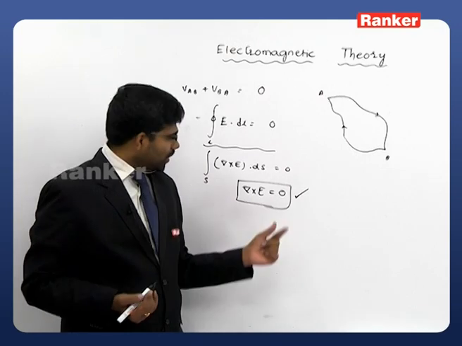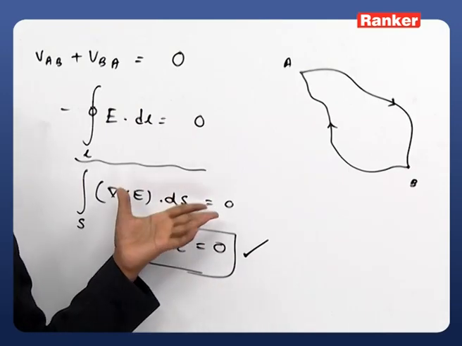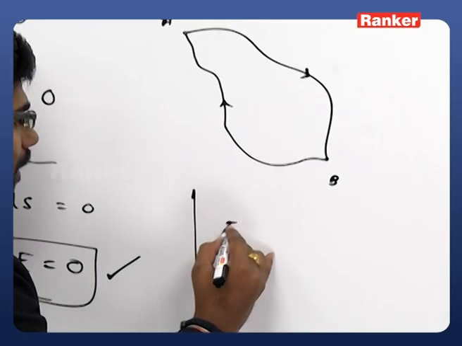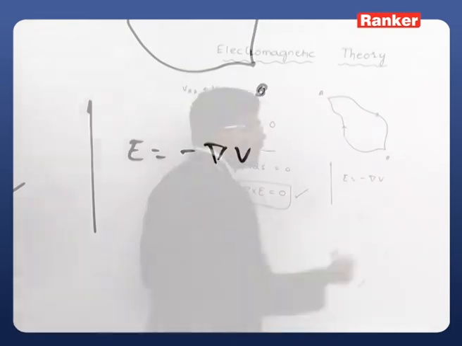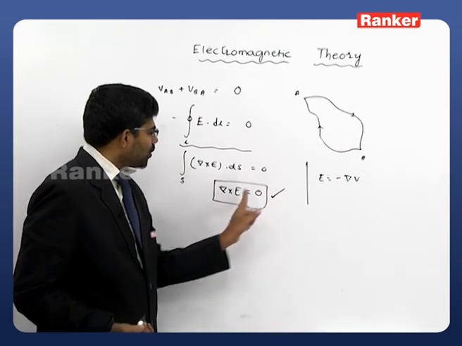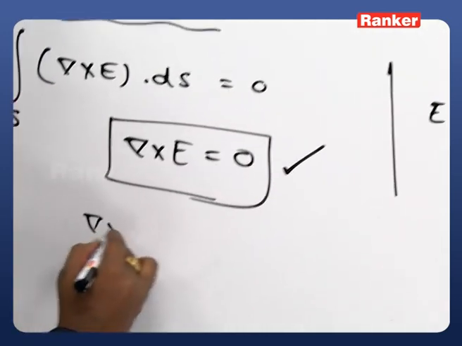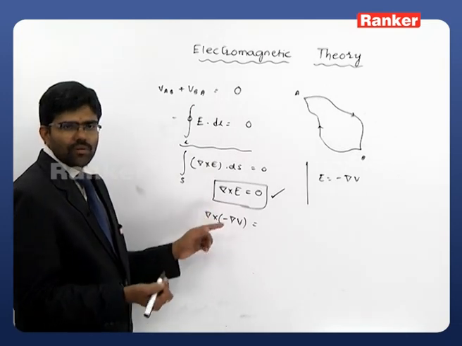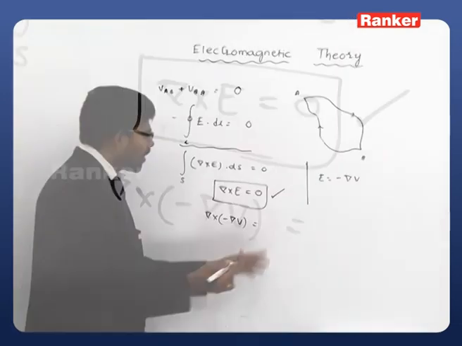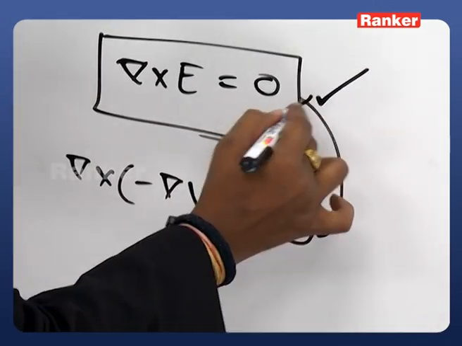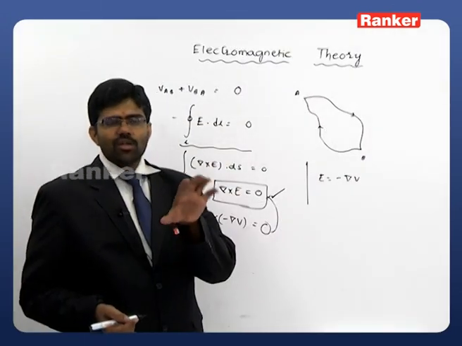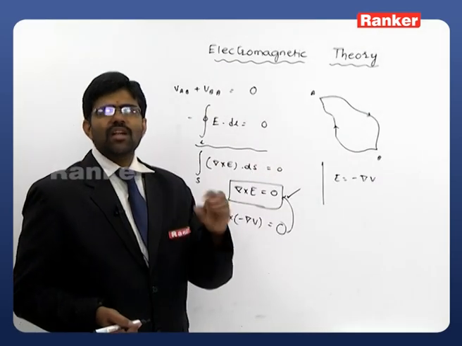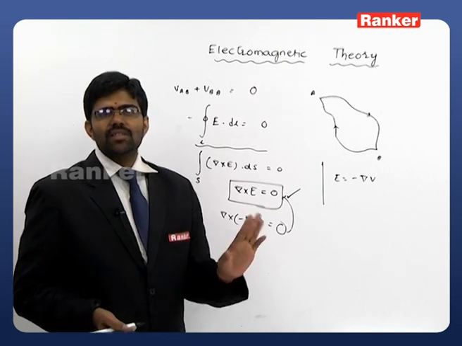Now we will examine whether it is possible with the help of our potential. Already we derived one equation, the relation between E and V, that E is equal to minus gradient of V. Substituting, we get curl of minus gradient of V. What will be the result? Already we know the curl of gradient of any scalar is always equal to 0. That is what we got here. So clearly for static fields, del cross E equals 0 is the most important equation that must be satisfied. Otherwise we are not supposed to say that it is a static field.